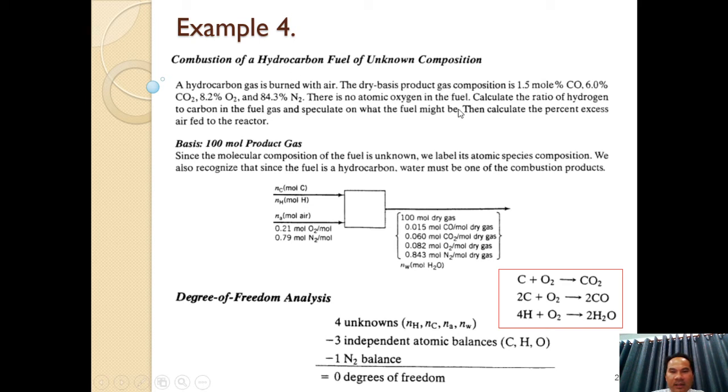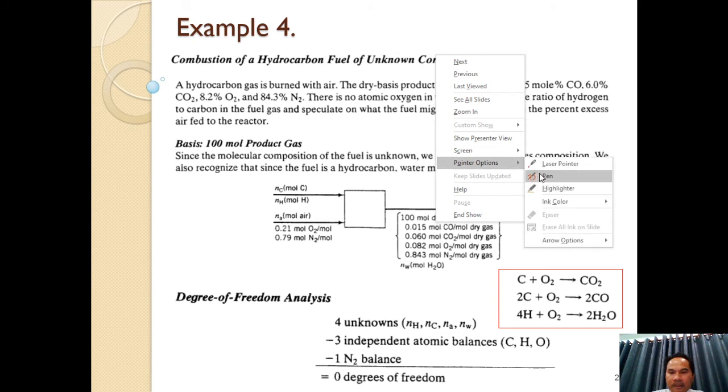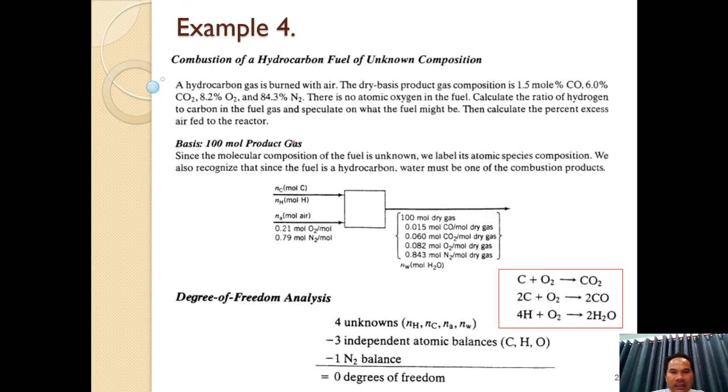The dry basis product gas has a composition of 1.5 mole percent CO, 6.0% CO2, 8.2% O2, and 84.3% nitrogen. And there is no atomic oxygen in the fuel. The fuel has no atomic oxygen; it is all carbon and hydrogen. Calculate the ratio of hydrogen to carbon in the fuel gas, and then calculate the percent excess air fed to the reactor.